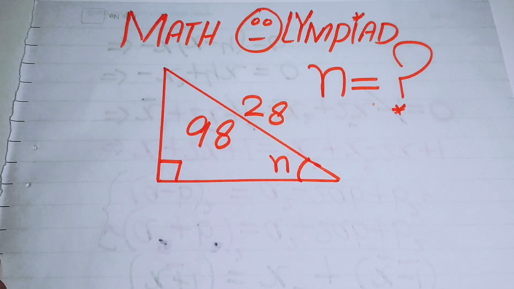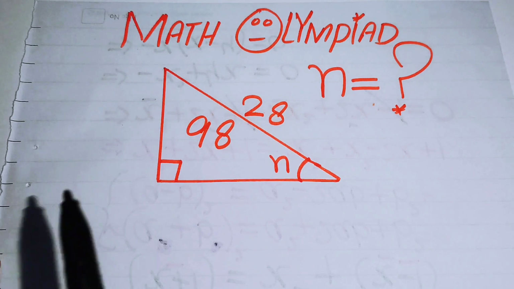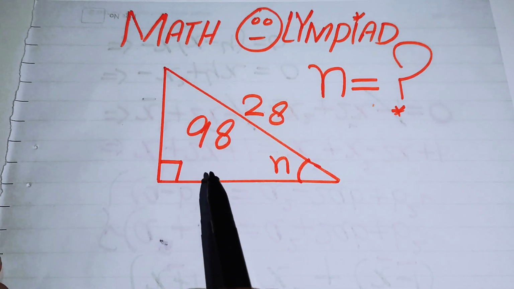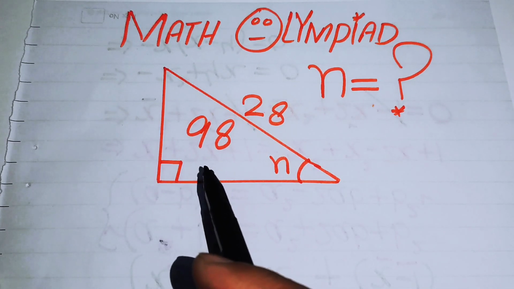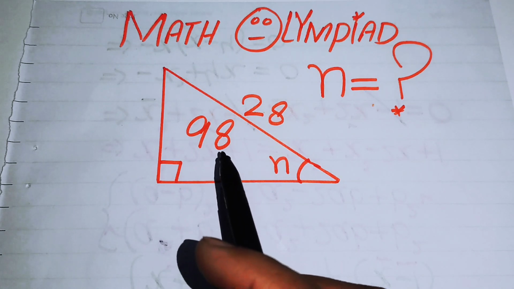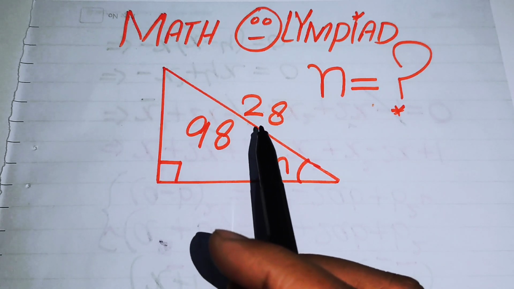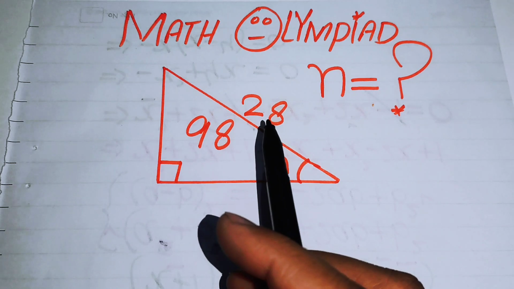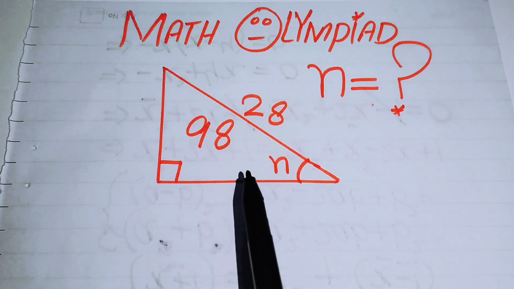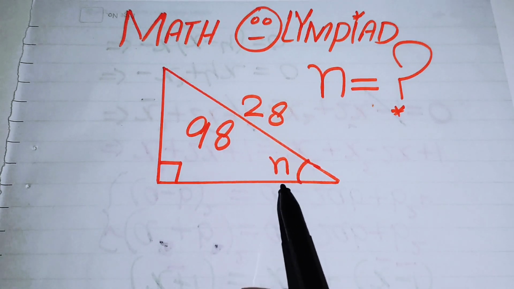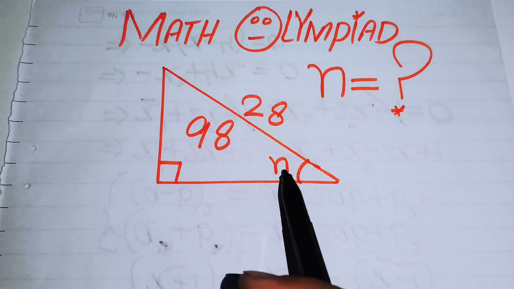In this video we are going to solve this nice math Olympiad geometry problem. So here we have a nice right triangle. The area of this right triangle is 98 and the length of the hypotenuse is 28, and we will find the value of this angle n.